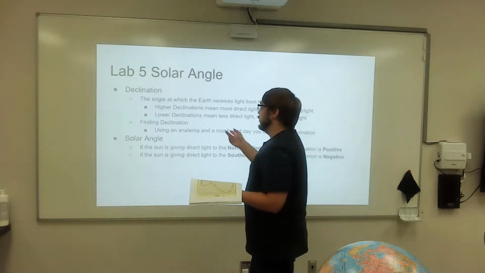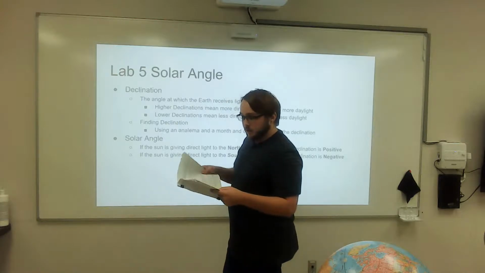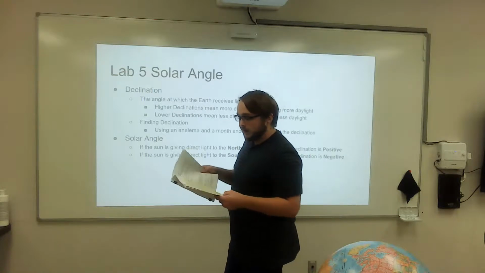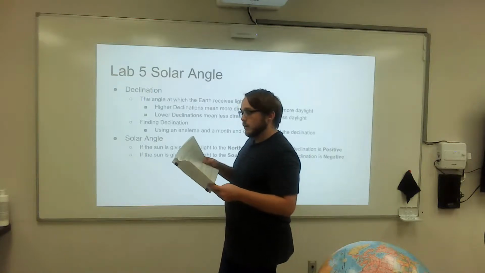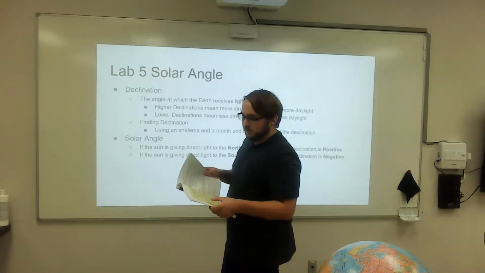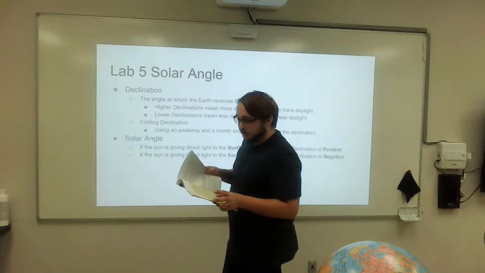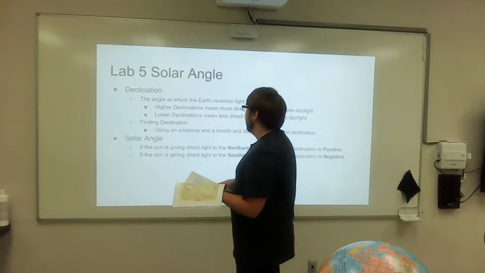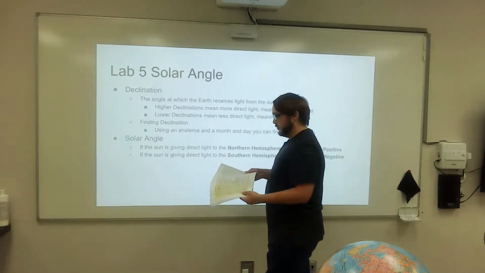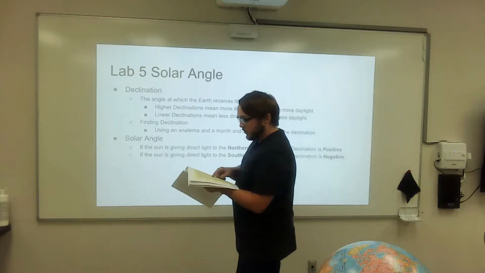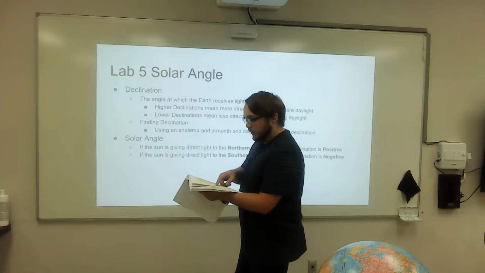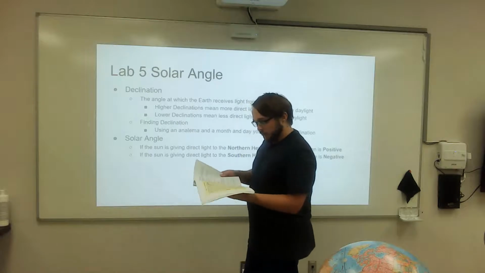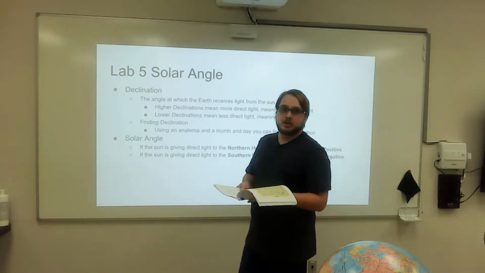All right, so finding the declination is pretty simple. You look on your analemma, and the declination is going to be your y-axis, and the time of the year is going to be your x-axis sometimes. So let's find the declination of September 15th. On your analemma, you'll see September marked on your graph, and you'll just follow the line, and September 15th will have a declination of 4 degrees. If we want to find January 15th, that would be a declination of 22 degrees.